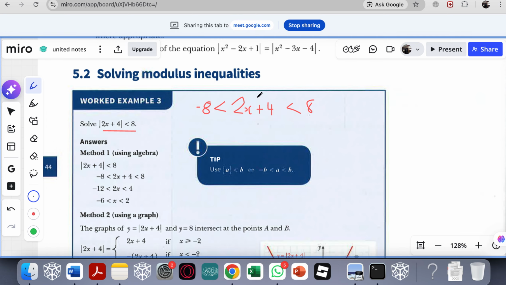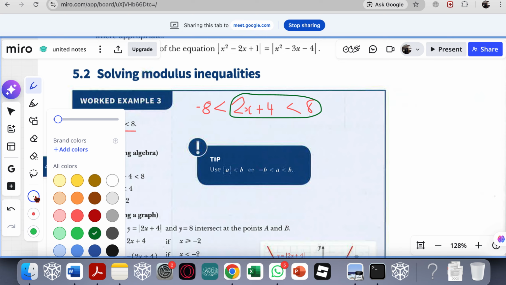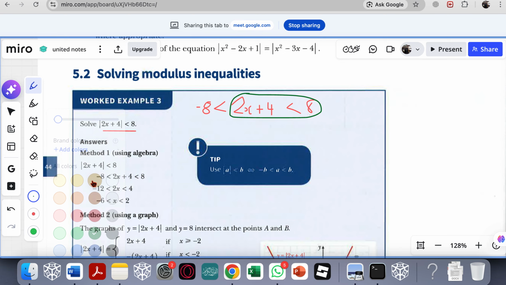We can highlight this and solve it separately, or we can solve both together simultaneously, and we can also highlight this other one and solve it separately. Remember, double inequality. Okay, let's do the one on the right first. What we have on the right is 2x plus 4 is less than 8.